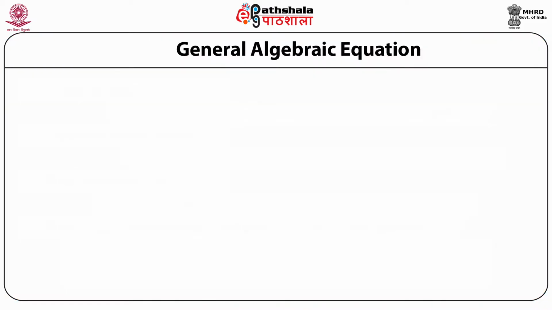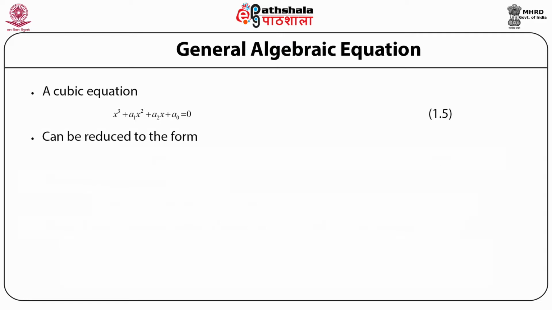Having introduced the algebraic equation in one variable and mentioning the fact that only some equations can be solved analytically, namely polynomial equations of degree 1, 2, 3 and 4, I will now discuss a cubic equation. A general cubic equation is given by x cubed plus a1x square plus a2x plus a0 is equal to 0. This equation, by redefinition of x, can always be reduced to the form x cubed plus qx plus r is equal to 0. Coefficients q and r are related to the original coefficients a1, a2, and a0.